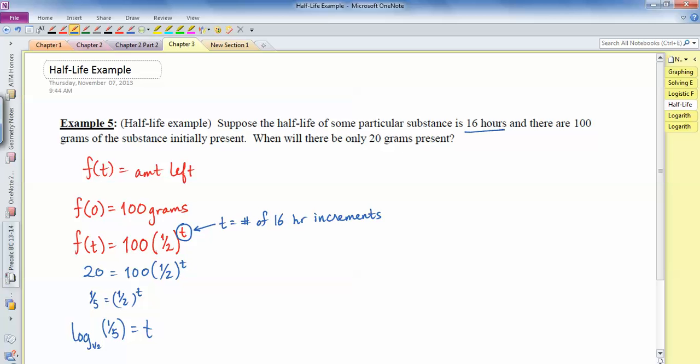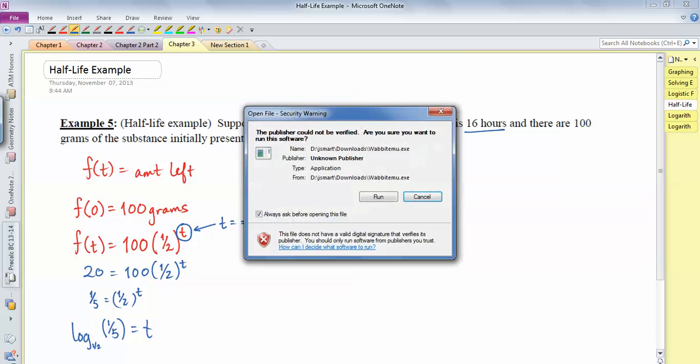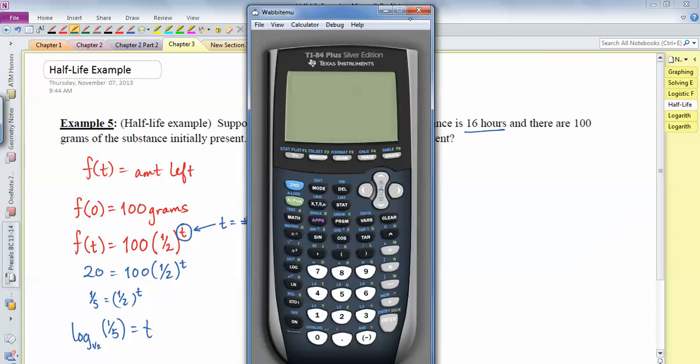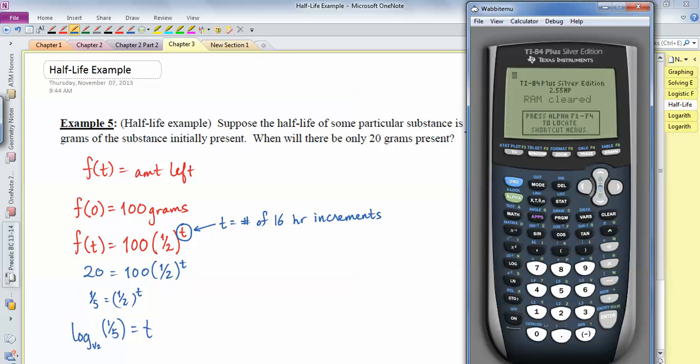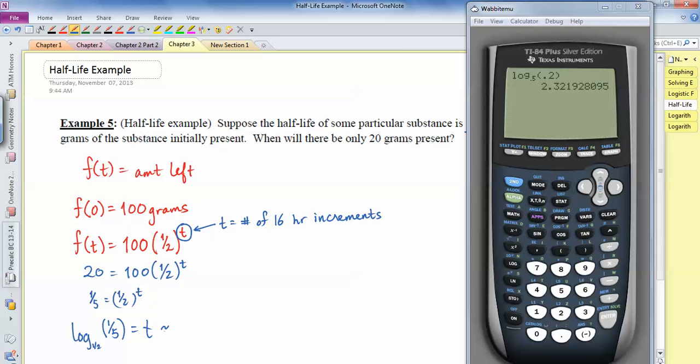And then I'll just call up my calculator here and run that. If you go to alpha F2, there's that number 5, the log base shortcut. So it's log base 1/2, so 0.5, of 1/5. I can type in 1/5 or 0.2. And so that is about 2.322. But remember, that's not hours.